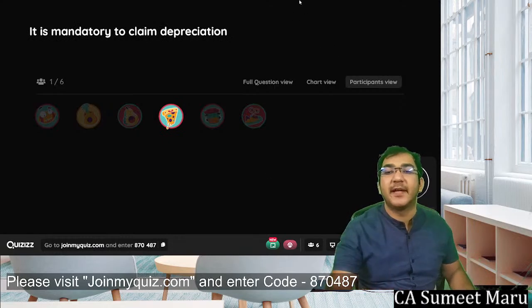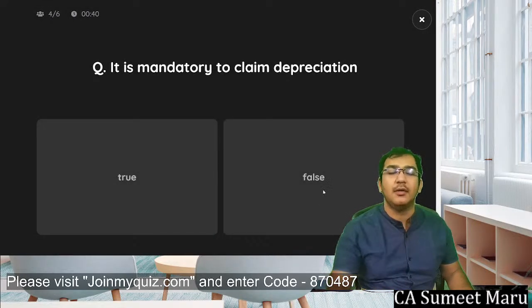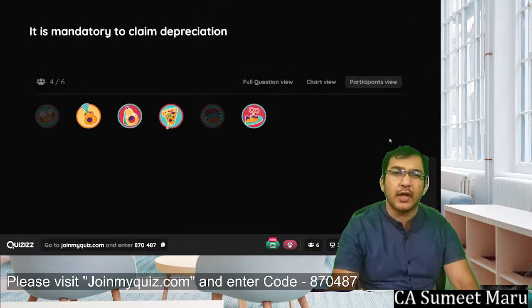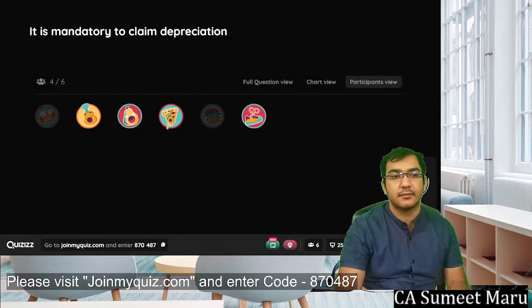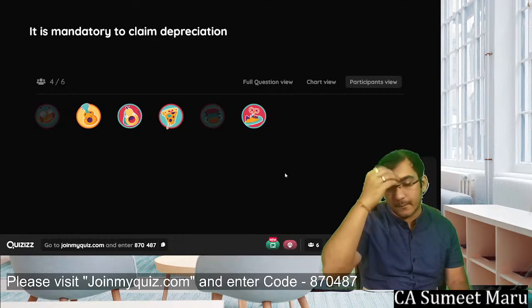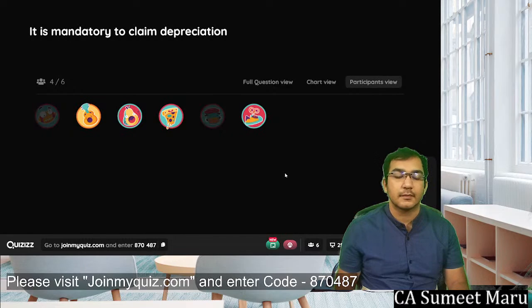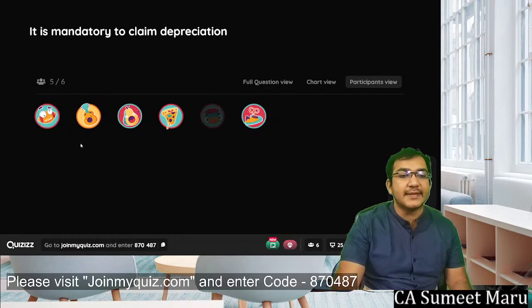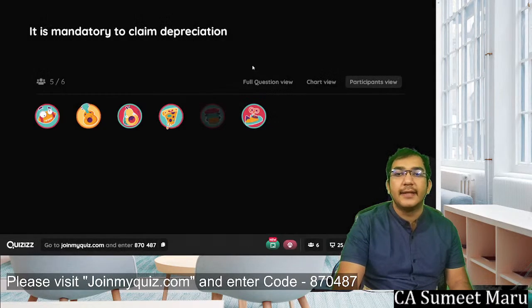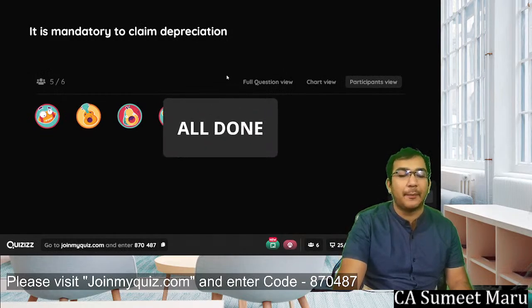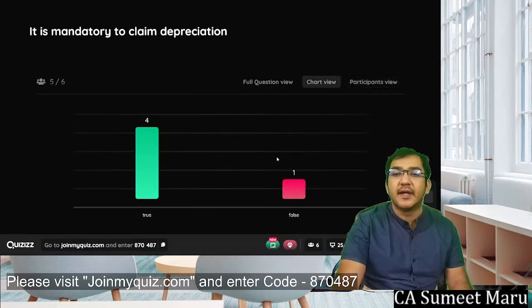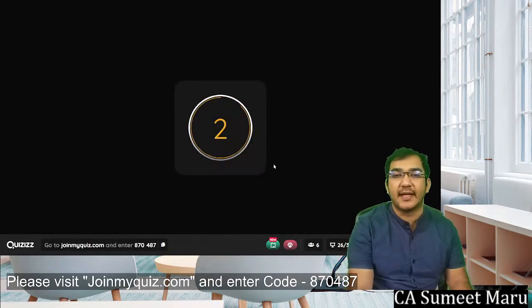It is mandatory to claim depreciation. Is it true or false? Simple question. Come on. Is it mandatory to claim depreciation? Yes. Come on, Swaroop, answer. Very good. It's absolutely true. It's mandatory to claim depreciation. It's not an optional thing. Everyone has to claim depreciation. Next question. Question number 26.